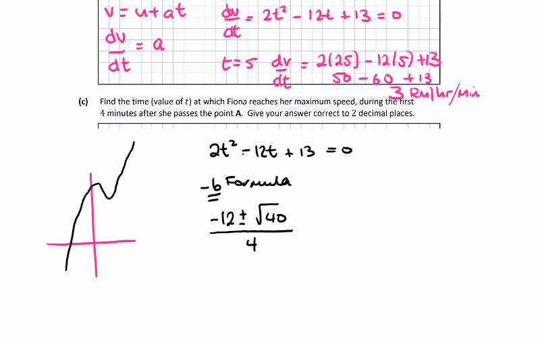This gives me two answers. 1.42 and 4.58. And this will be time in minutes. So her max speed looks like it's after 1.42, and then her min speed looks like it's after 4.58 here and here. What are we asked for? She reaches her max speed during the first 4 minutes, so it can't be the 4.58, so it has to be the 1.42. Correct to 2 decimal places.